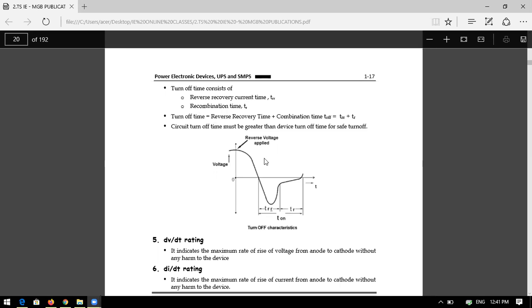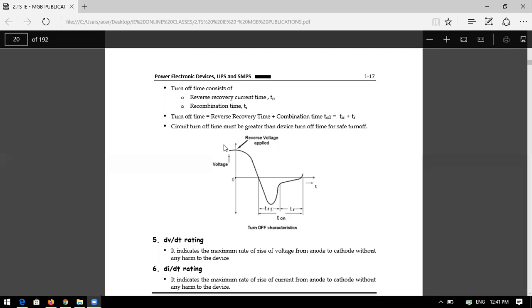Turn off time also depends on two parameters, reverse recovery time TRR plus recombination time TR. So Toff is equal to TRR plus TR. What is the turn off time? It is how much time is taken from its maximum value to its zero value, to regain its original value, its original state where it started.